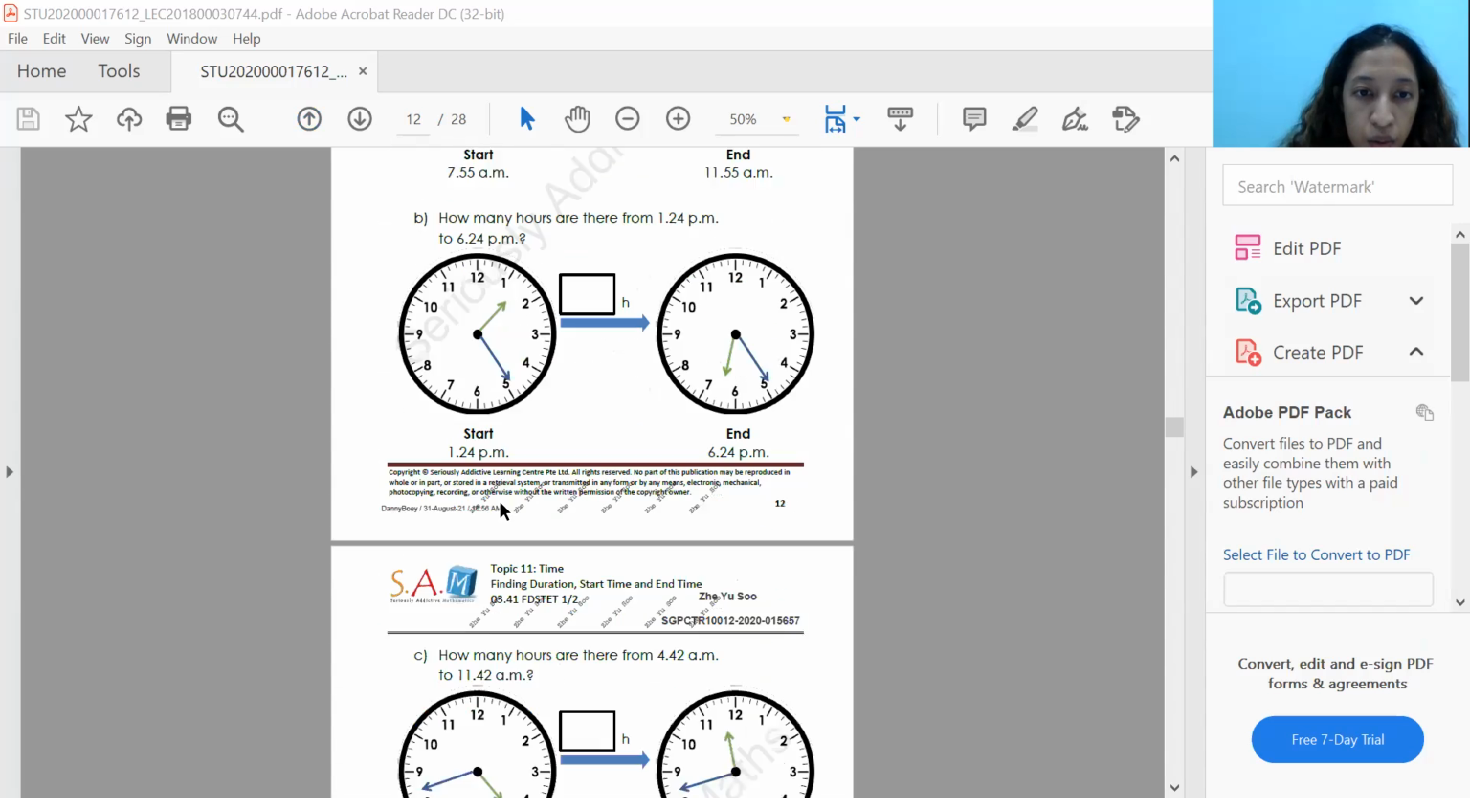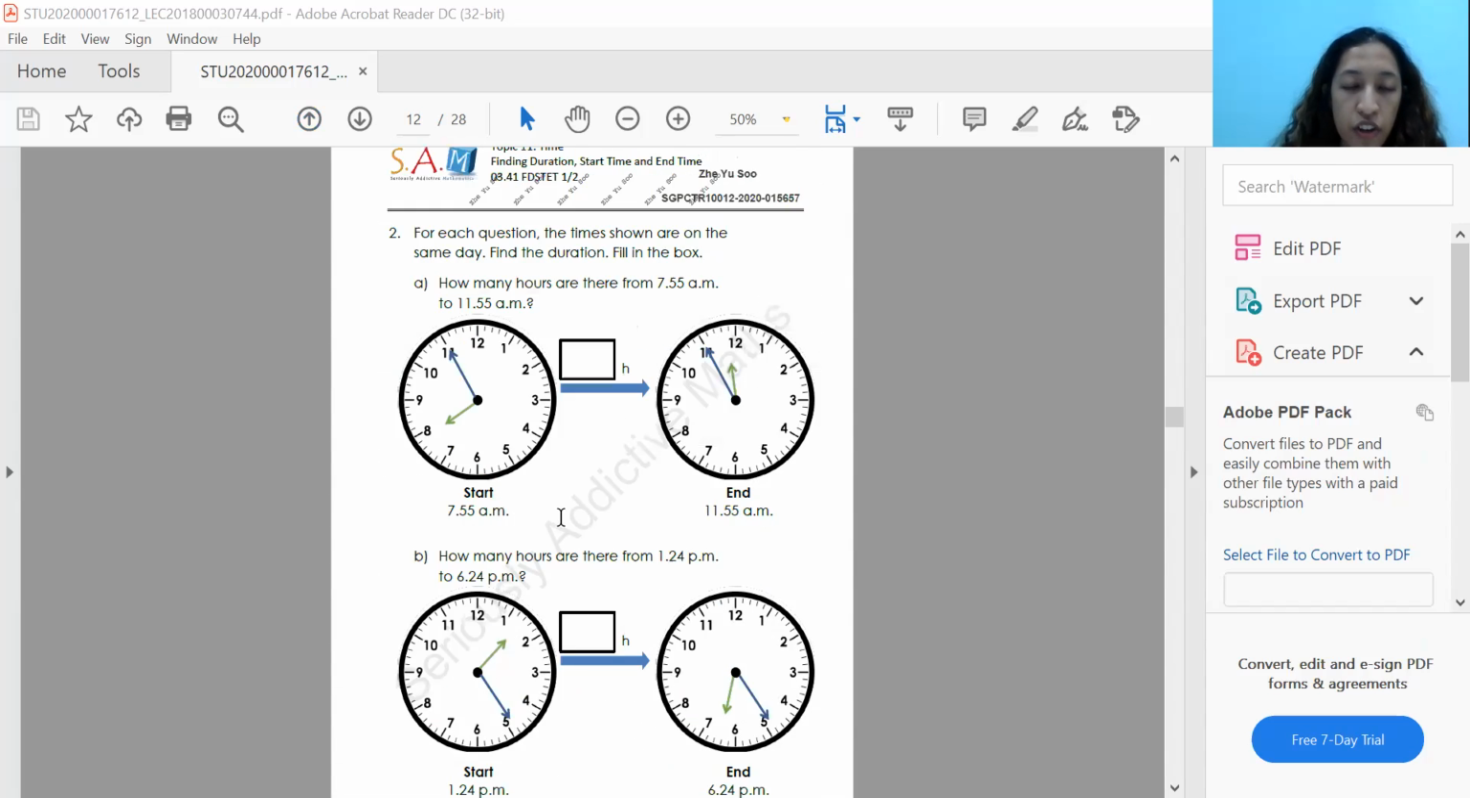Okay, I'd like you to pause on this page and attempt this question. All right, now how many hours are there from 7:55 p.m. to 11:55 a.m.? So 7, 8, 9, 10, 11. So there are 4 hours over here, right? I hope all of you got that right.